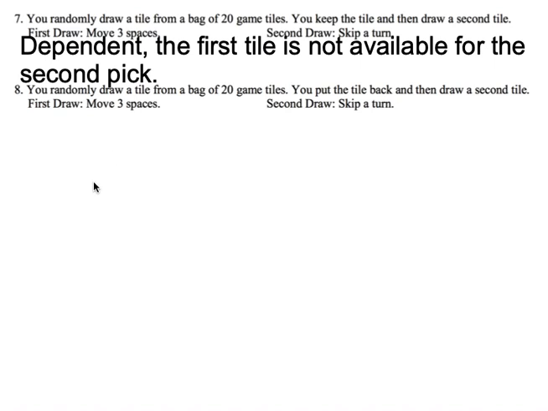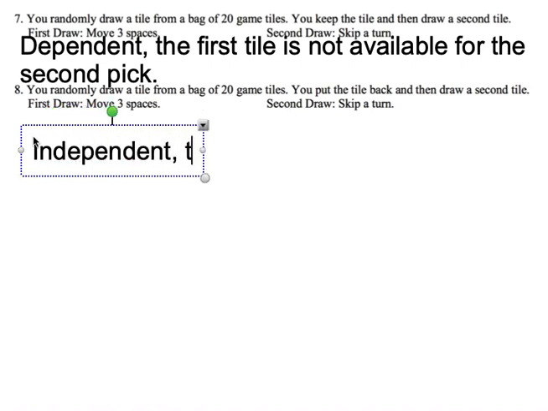Okay, number 8. You randomly draw a tile from a bag of 20 tiles. You put the tile back and then draw a second tile. Okay, on this one, it does not matter what I picked the first time. The second draw will have exactly the same probabilities because there are the same 20 tiles. It does not matter what tile was picked. So this is independent.